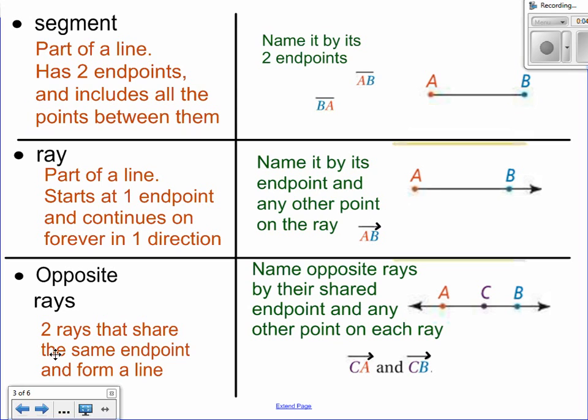Opposite rays are 2 rays that share the same endpoint and form a line. You name opposite rays by their shared endpoint and any other point on each ray.